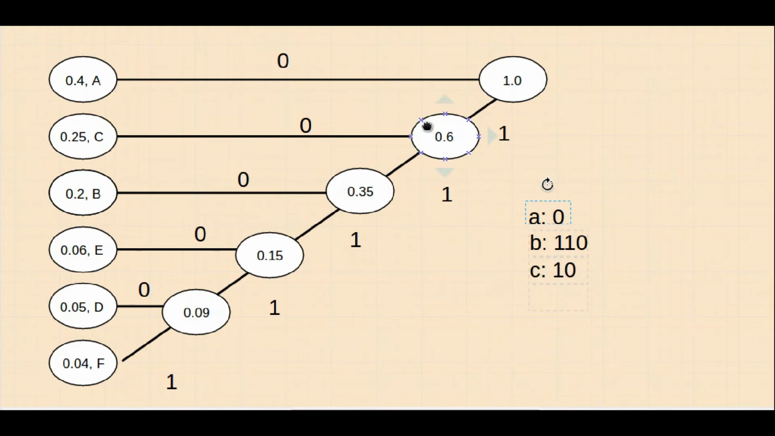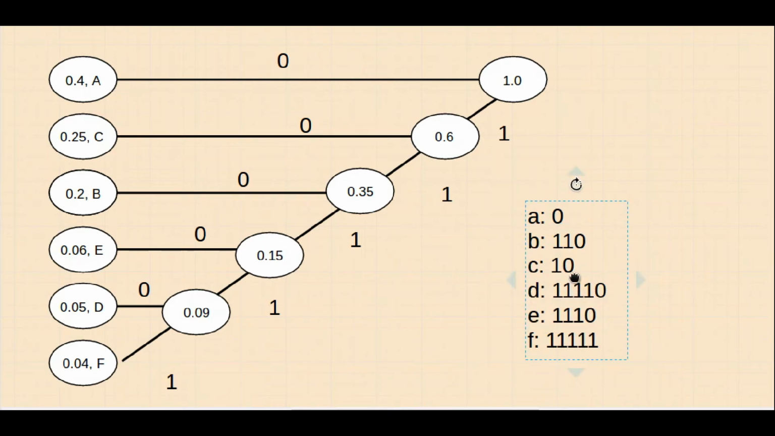And then for D, it takes 1, 1, 1, 1, 0. For E, it takes 1, 1, 1, 0. And then finally for F, it takes 1, 1, 1, 1, 1. So these are the unique Huffman codes. And these make sense because anything with a higher frequency, you want a lower bit representation. And anything with a lower frequency, you want a higher bit representation so that data compression can actually occur.